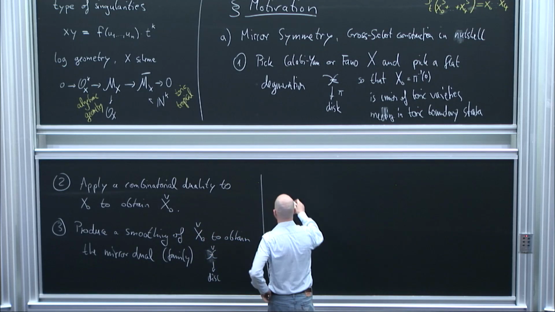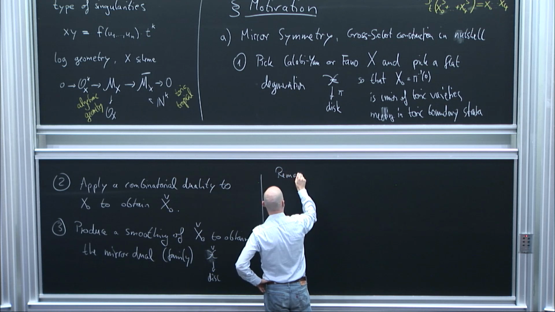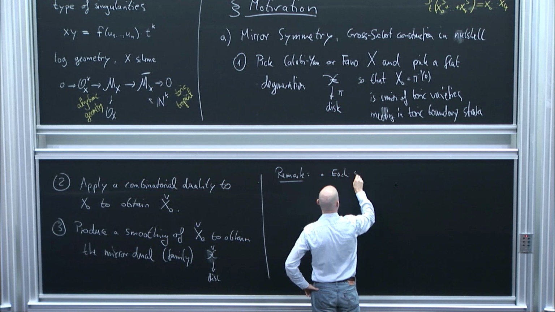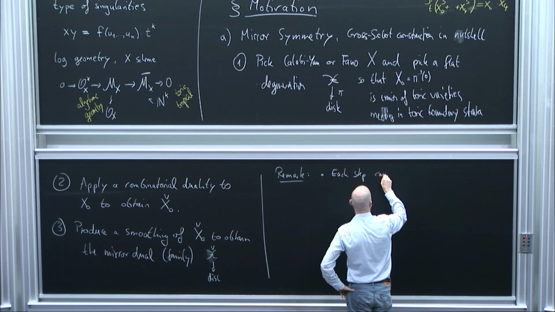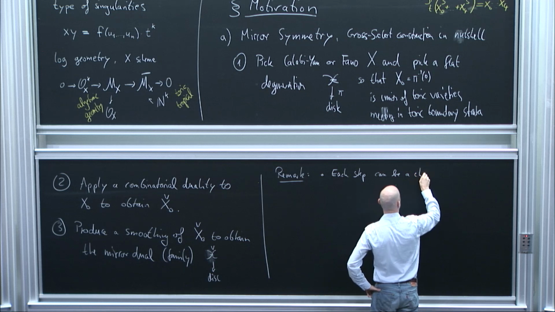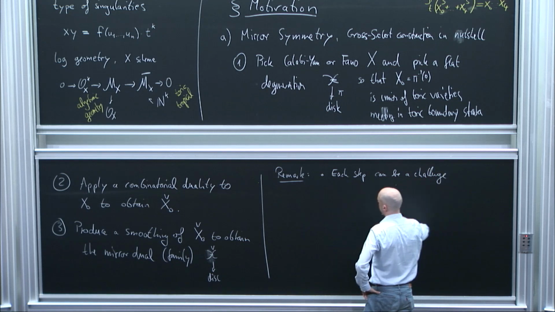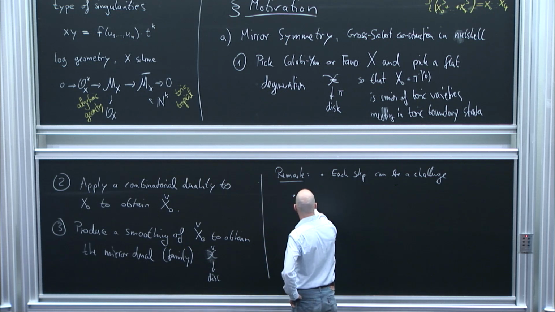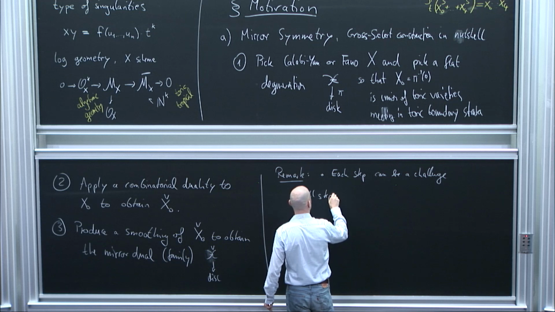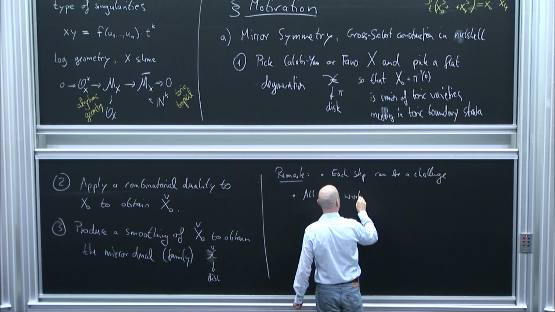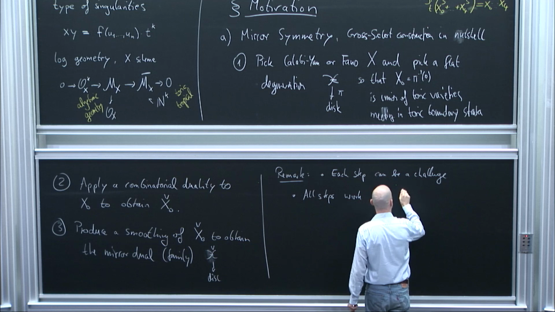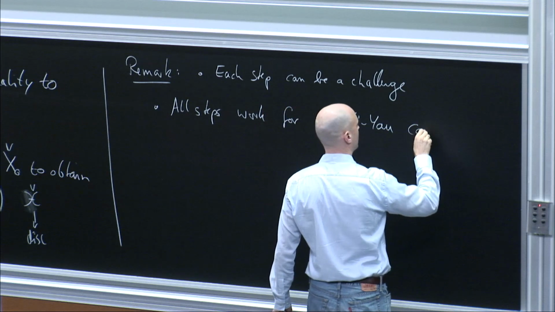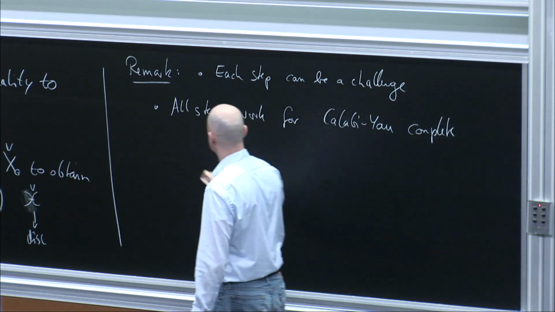Okay, so the remark is, first, of course, each step can be a challenge. The evidence for why this is a good construction is that all steps have been verified to work for Calabi-Yau complete intersections. Complete intersections in toric varieties.